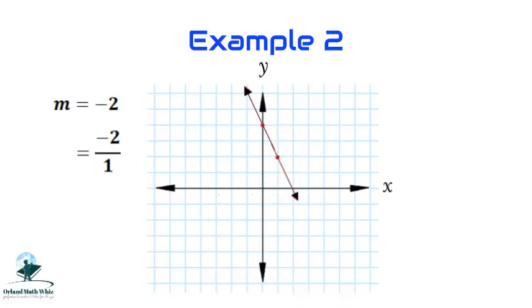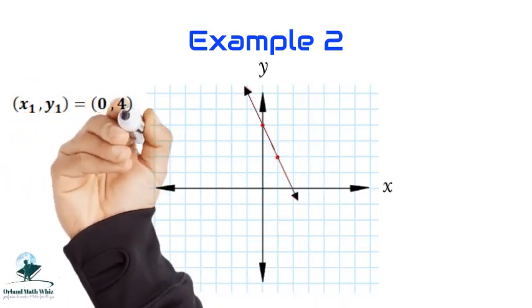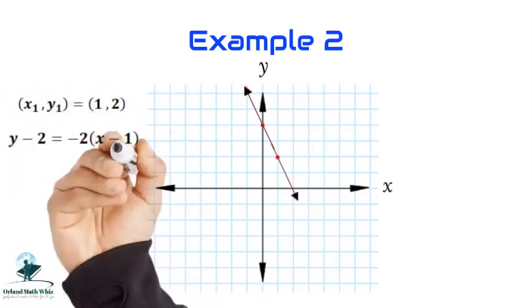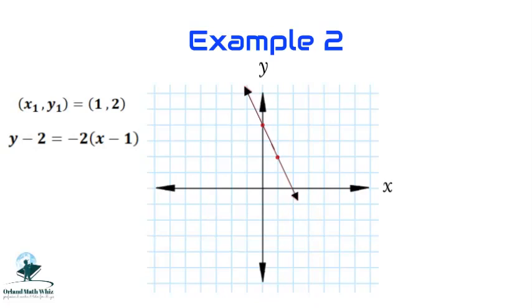Connect these 2 points. Using the point (0, 4), the equation of the line in point-slope form is y minus 4 equals -2 times the quantity x minus 0. Let's find another equation using the second point. This gives us y minus 2 equals -2 times the quantity x minus 1.